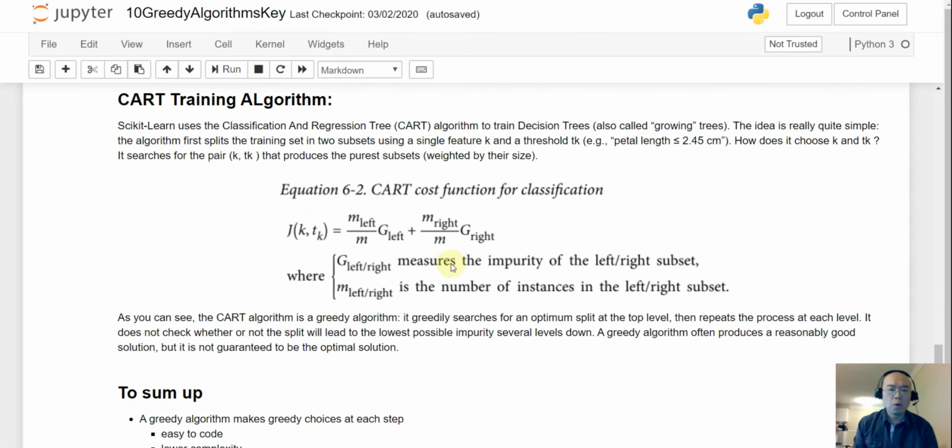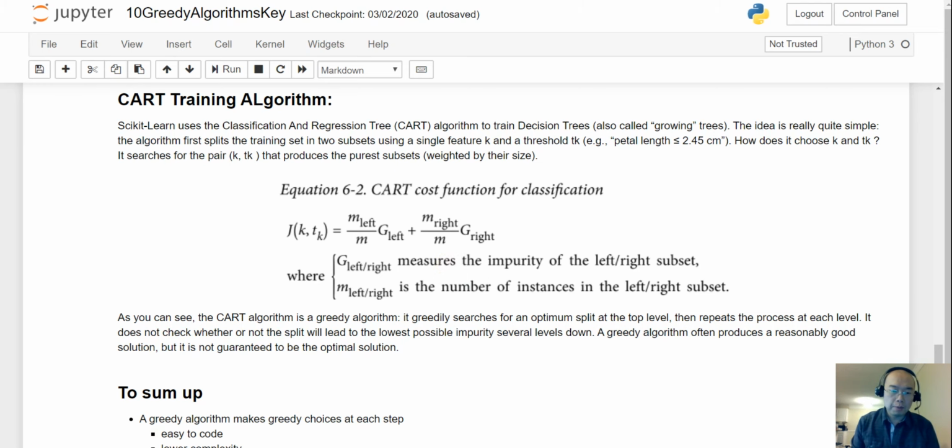Okay, so why have we spent so much time talking about this number pyramid and the greedy algorithm? This is the point. Remember yesterday we talked about the CART training algorithm, the algorithm we use to build the decision tree, right?